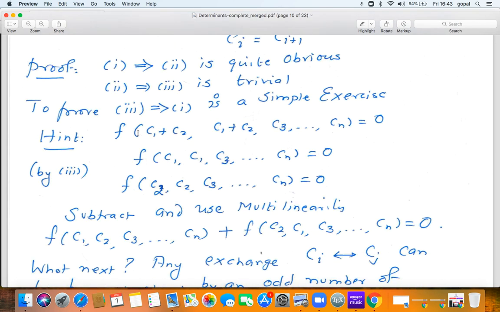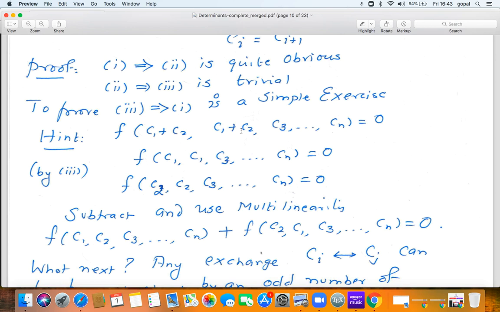How are you going to use multilinearity? You're going to expand this. The first slot is the sum of two things. So I'm going to say f of C1 comma C1 plus C2 comma C3 to Cn plus f of C2 comma C1 plus C2 comma C3 to Cn is 0. Now you're going to use multilinearity, but with the second slot, no? And you're going to get how many terms? From this, you got two terms, and in each of the two terms, there's a C1 plus C2 in the second argument. So that again gives me two terms. So I'm going to get all in all 4 terms.